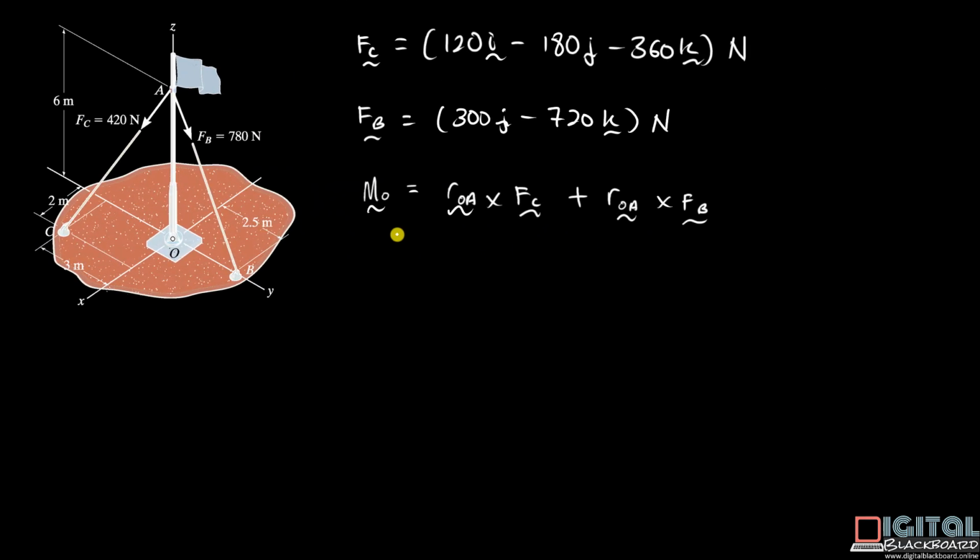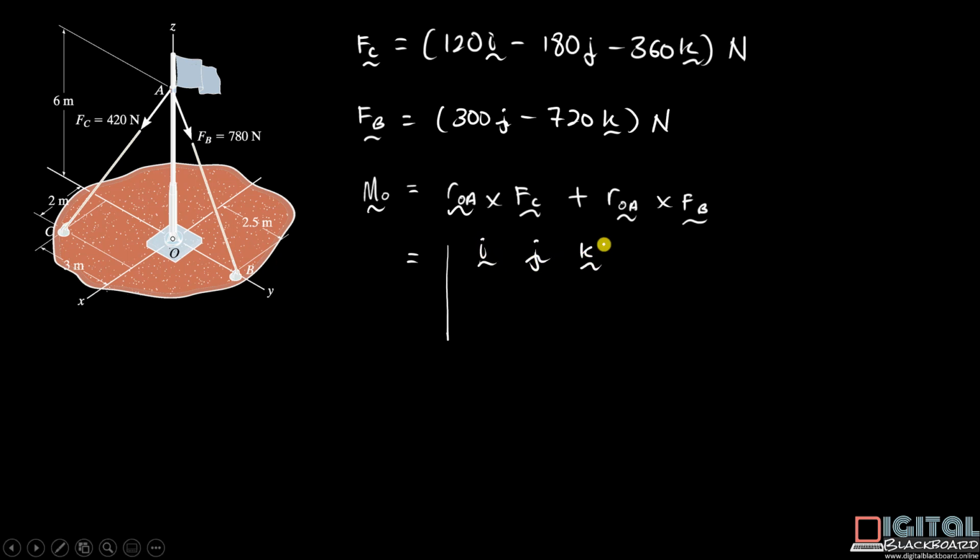Now that we have obtained the vector form of the forces FC and FB, and we also have the formula to compute the moment about point O of these two forces, we also have chosen our moment arm to be position vector ROA, so we can go on to compute the moment about O. So in this case, we can use the determinant expression. So with i, j, and k.